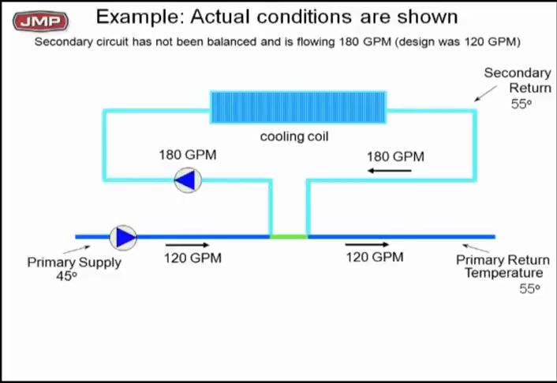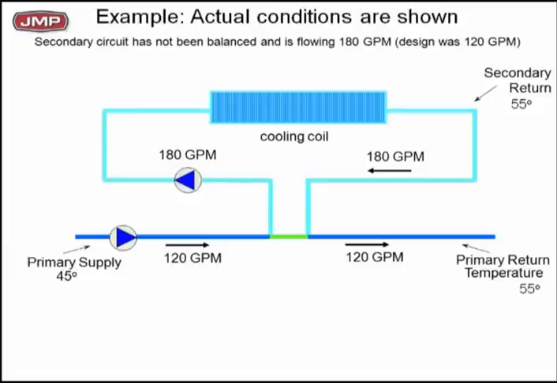And let's just take a quick look. So the secondary circuit has not been balanced. It's flowing 180 GPM. Design was 120 and a 10-degree delta T. Now the BTUs are not going to change, but we've increased from 120 GPM to 180, so the delta T's got to go down. Let's just check this all out.